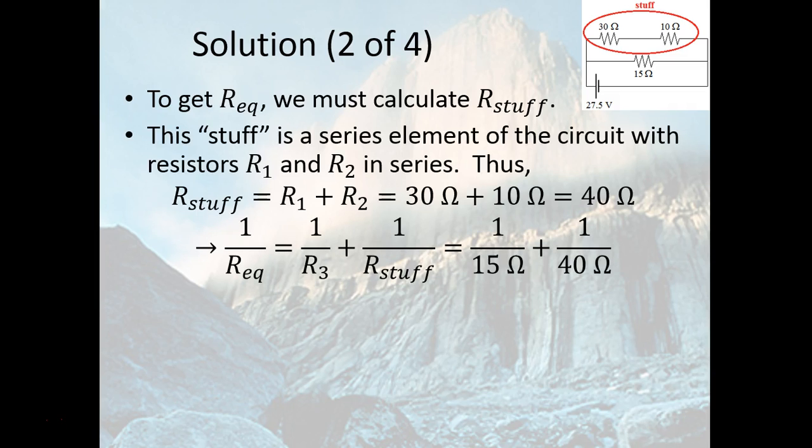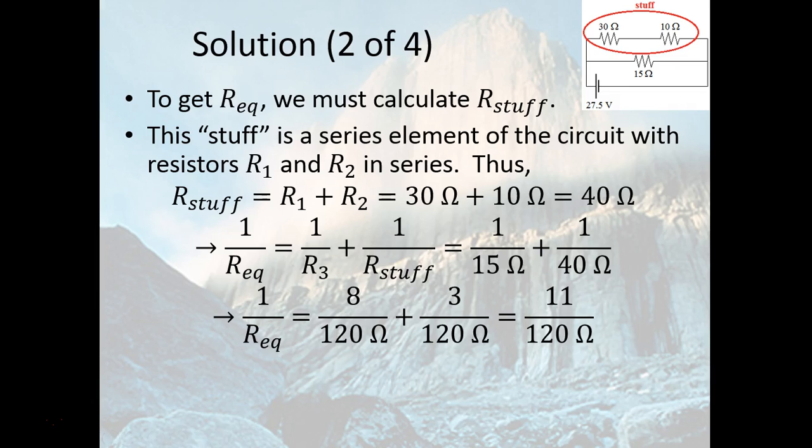And now we're going to plug that into that formula that we just had on the previous slide, that 1 over the equivalent resistance of the whole circuit, since it's basically a parallel type of circuit, is equal to 1 over resistance 3, which was our 15 ohm resistor, plus 1 over the resistance of stuff, which turned out to be 40 ohms. Well, we find a common denominator here. We'd love to use 60 ohms here, but unfortunately 40 does not go into 60 evenly. So the next step up is going to be 120 ohms. So 120 turns out to be our common denominator here.